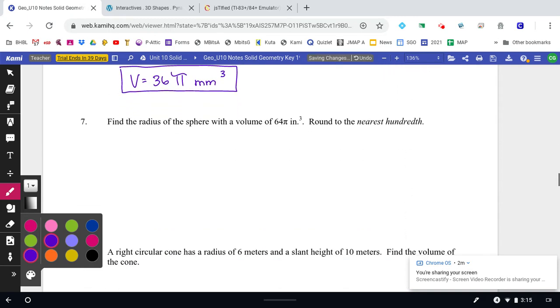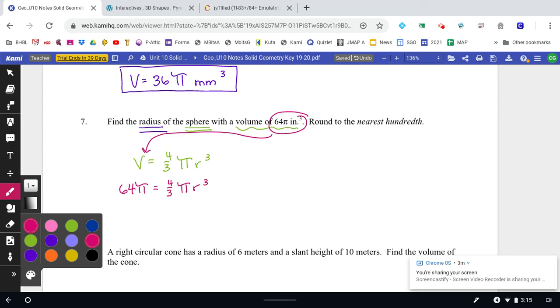All right, number 7. Find the radius this time of a sphere. And this time they give us the volume. So I'm going to try to write down my formula for the volume of a sphere. So volume equals 4/3 pi r to the third. All right, and I'm going to take this volume they gave me and I'm going to plug it in for volume. So 64 pi equals 4/3 pi r to the third.